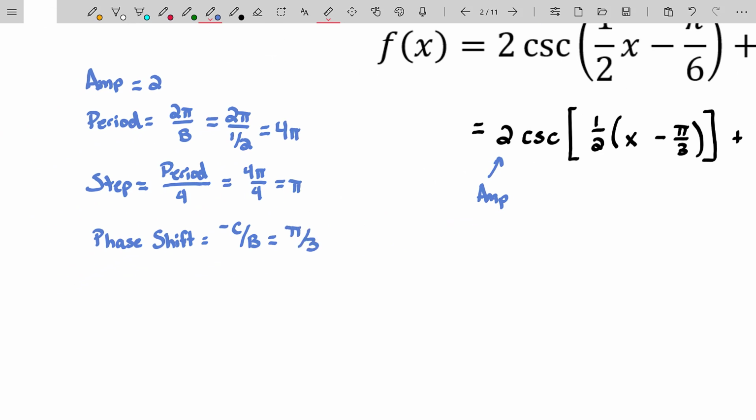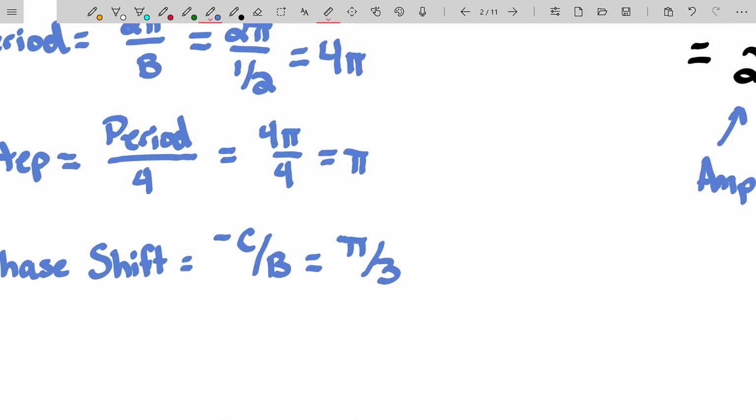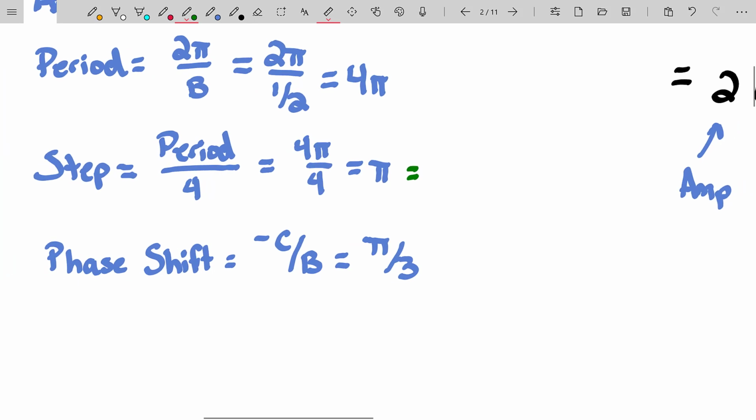And now that I know my phase shift, I like to personally get this step size in terms of the phase shift, basically to have the same denominator. So that step size is 3 pi over 3. I just do that because it's going to make the mathematics a lot faster. Not better, but just faster.